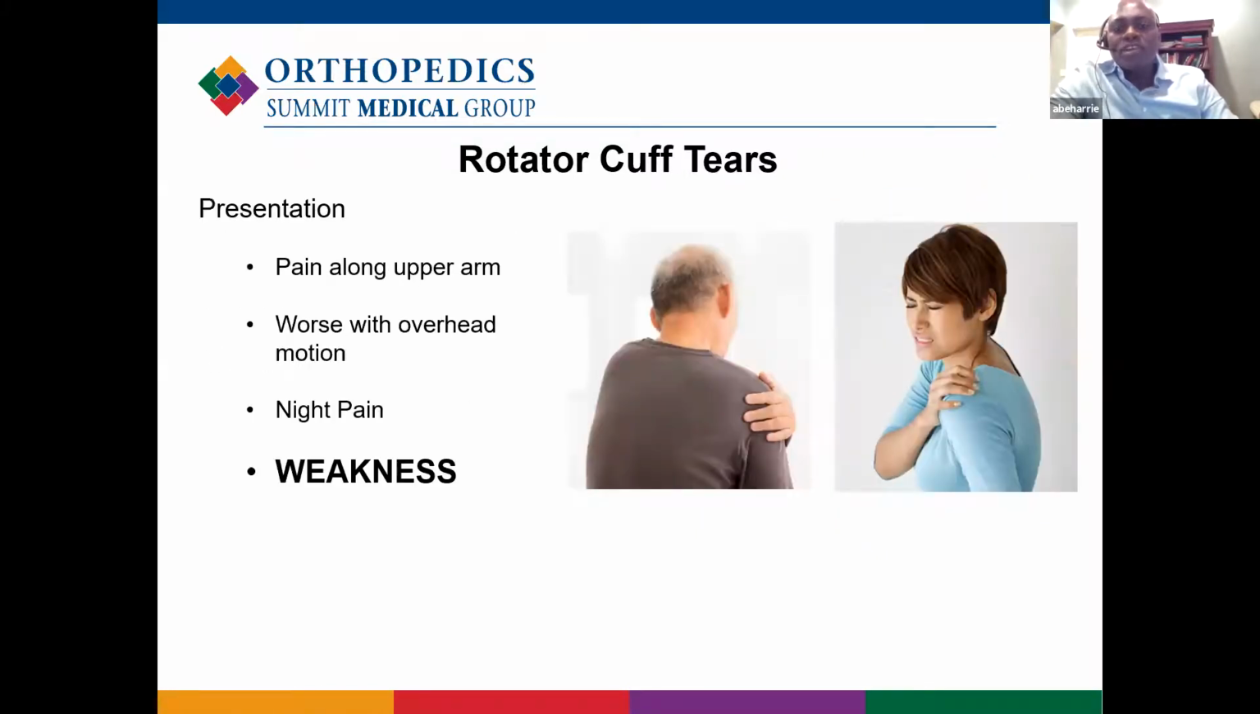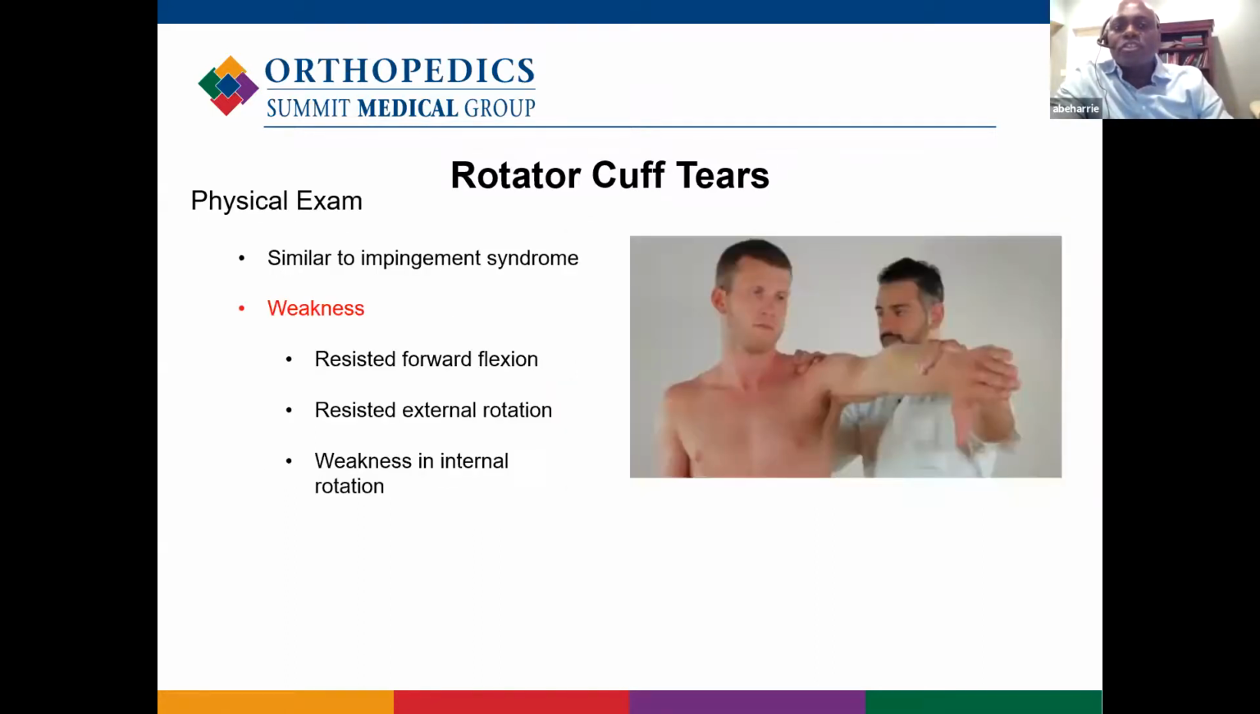Patients with rotator cuff tears typically present similarly to those with impingement syndrome. So you have pain in the upper arm. The pain is worse with overhead motion. You can have night pain that disturbs your sleep. But the classic finding with rotator cuff tears is weakness. And you can have weakness with lifting the arm as well as rotating the arm, because each of the rotator cuff muscles serves a specific function in terms of motion.